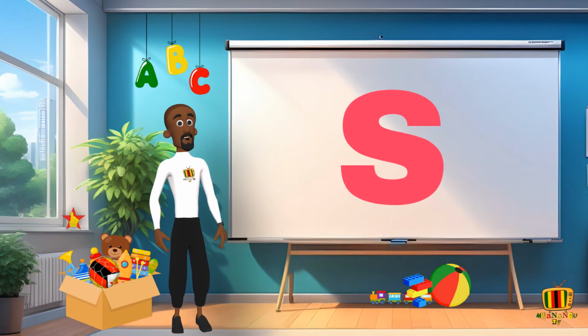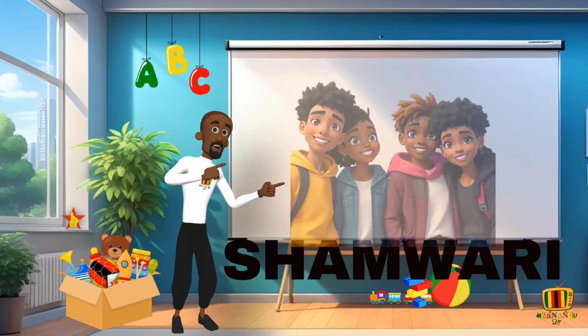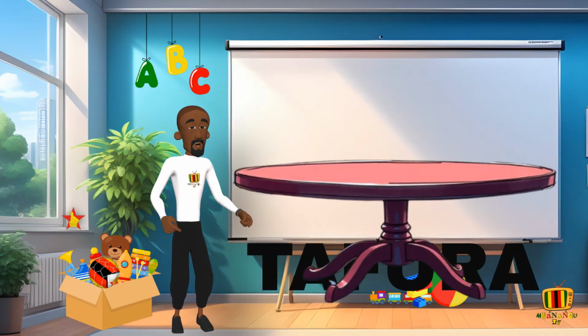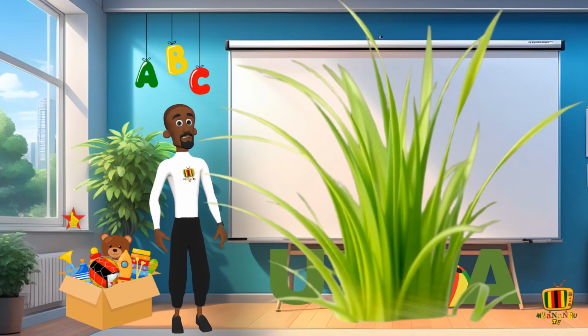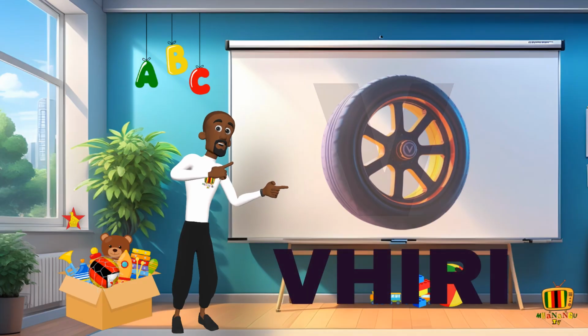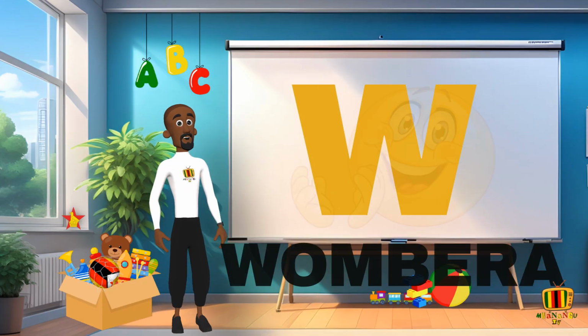S is for Shamwari, friend. T is for Tafura, table. U is for Uswa, grass. V is for Viri, wheel. W is for Onbera, clap.